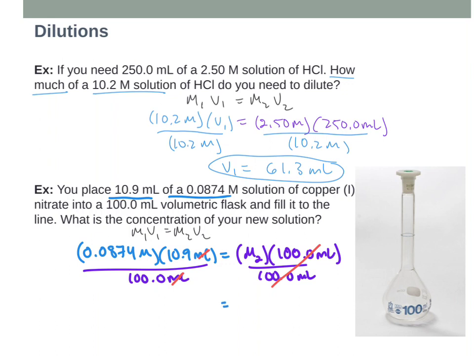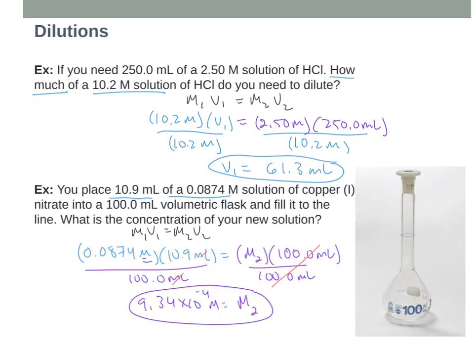And that ends up telling me that my M2 here, my molarity once I dilute it, is going to be 9.34 times 10 to the negative 4 molar, right? Because you're left with molar. So that'll be the molarity once I've diluted it. So it gets smaller, which makes sense, right? You also want to be thinking back on these questions, you just want to make sure that they make sense. Sorry, actually, this is to the negative 3, not the negative 4. There we go.